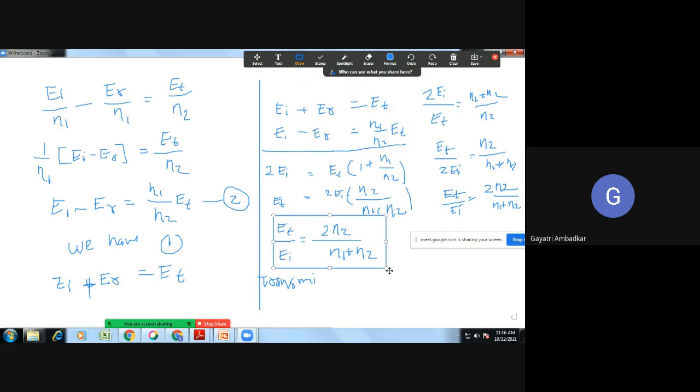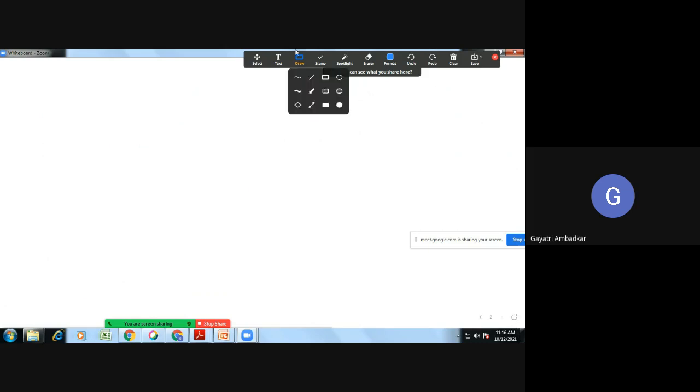Now see this ratio. We have to define two important ratios. One is reflection coefficient, another is transmission coefficient. So the ratio of transmitted to incident power or field is called the transmission coefficient, and it is equal to 2 eta 2 upon eta 1 plus eta 2. What are these eta 1 and 2? These are the intrinsic impedances of the media 1 and 2.